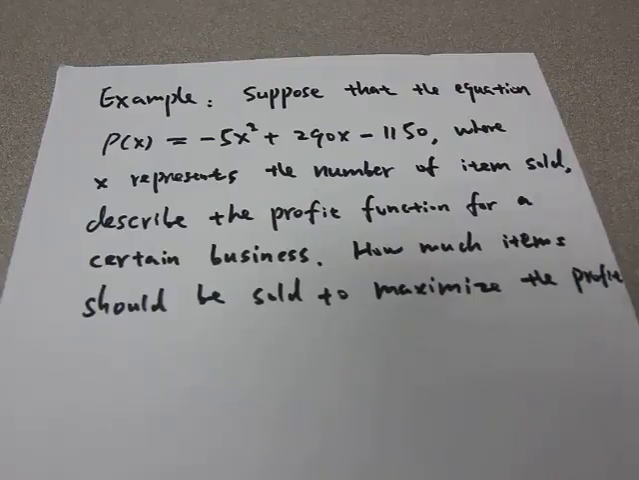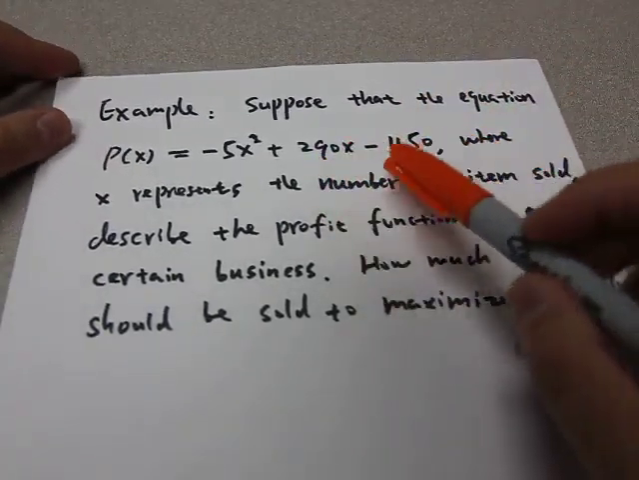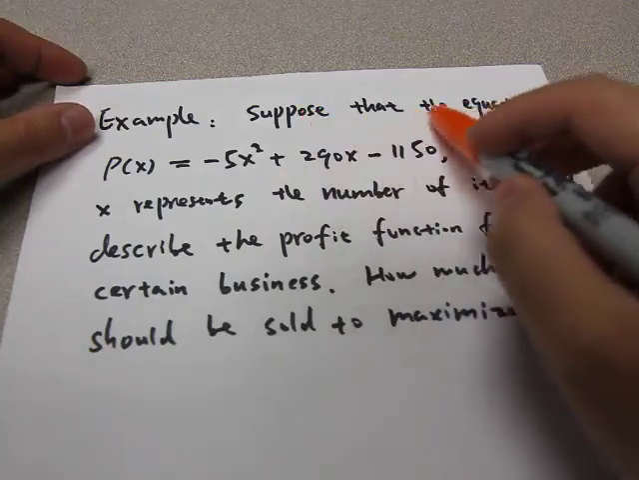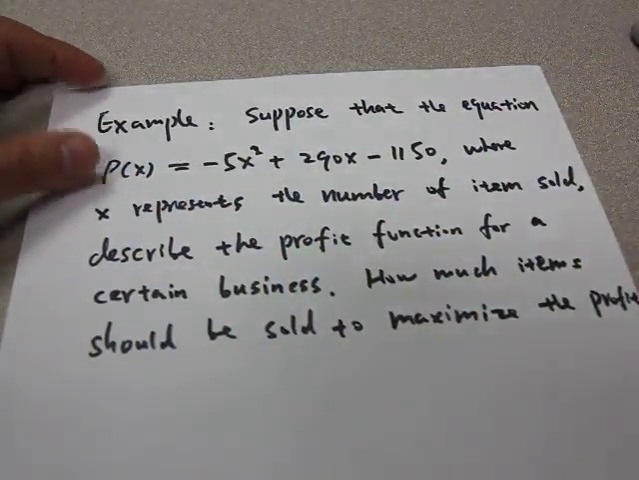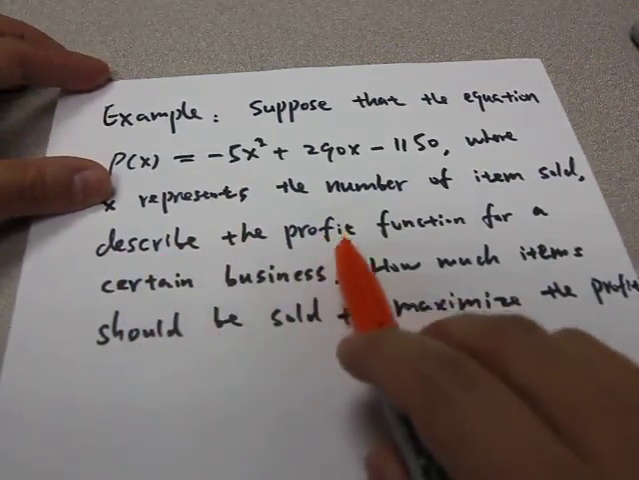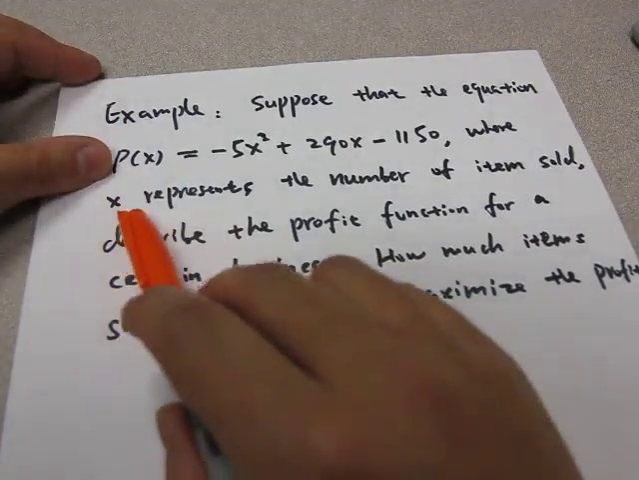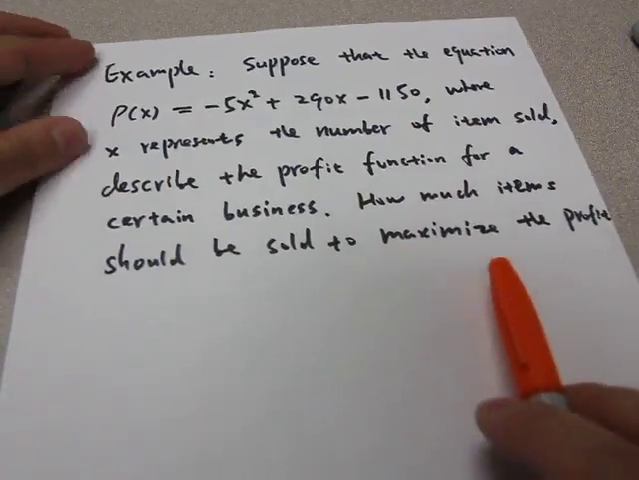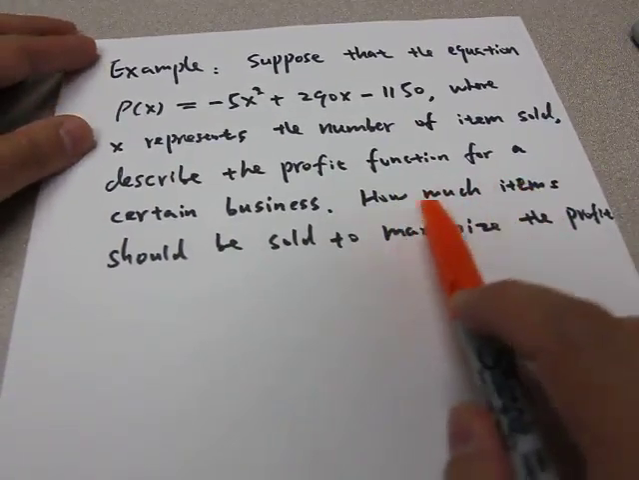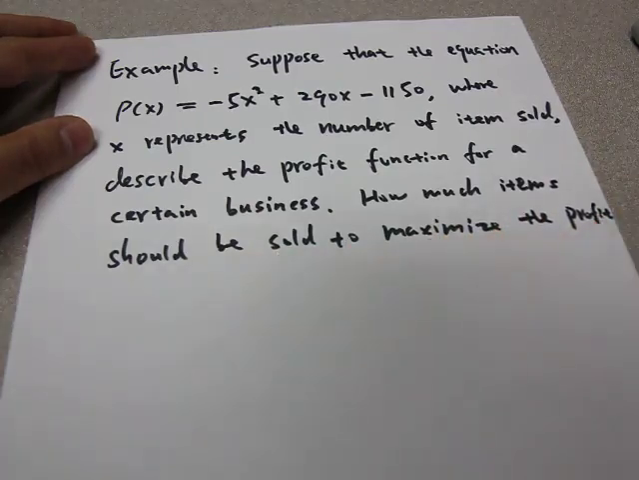Okay, now let's start working on word problems. If we look at this problem, it says suppose that this equation P(x) describes the profit function for a certain business, and in the function x represents the number of items sold, and we want to determine how many items should be sold in order to maximize the profit.